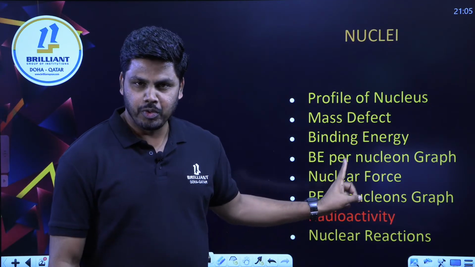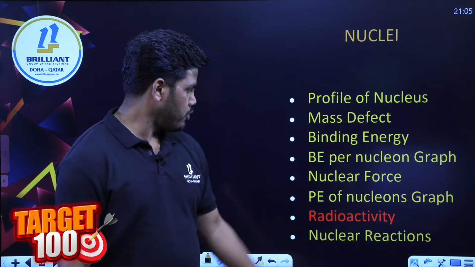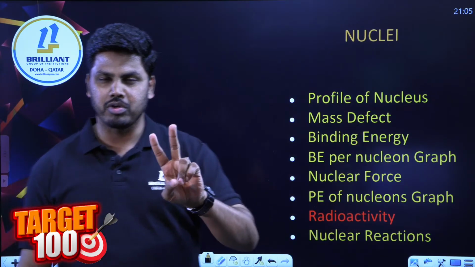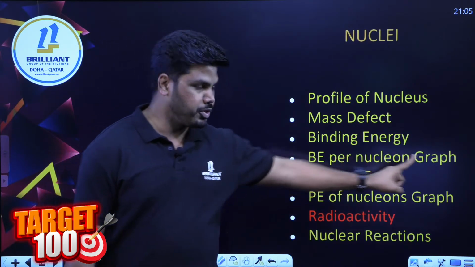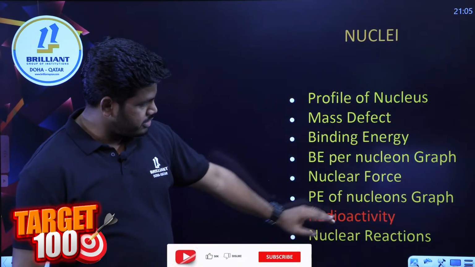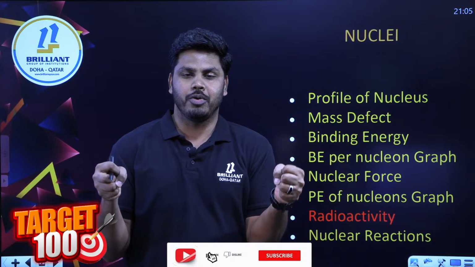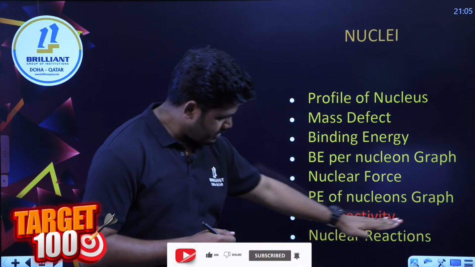Then binding energy per nucleon graph, nuclear force, and potential energy of nucleons graph. We are talking about two important graphs in this chapter. One is the binding energy per nucleon graph, binding energy versus mass number. Another one, the potential energy of nucleons versus internucleon distance graph. And followed by radioactivity.